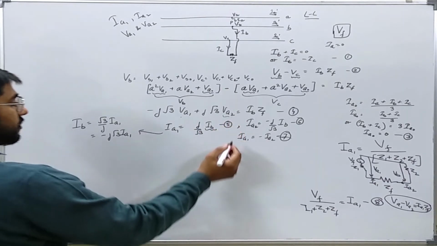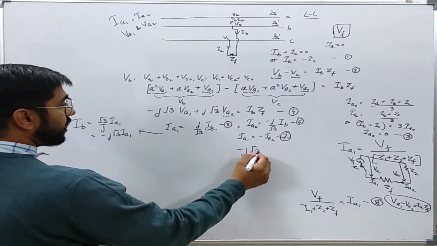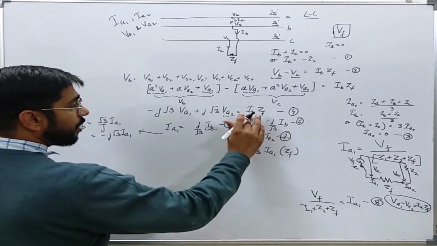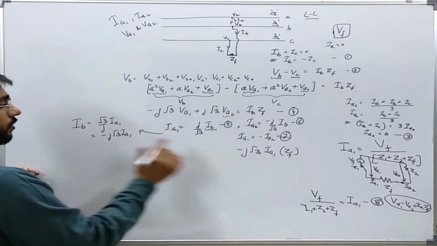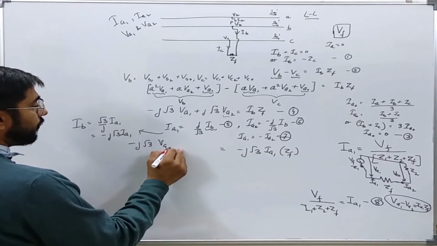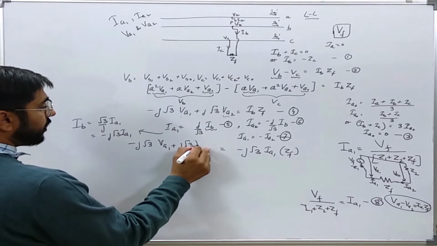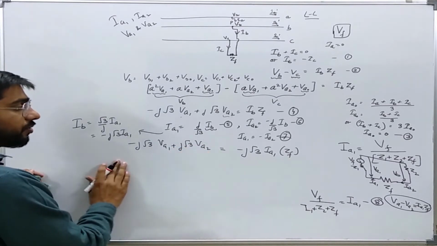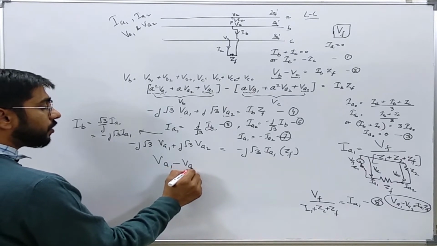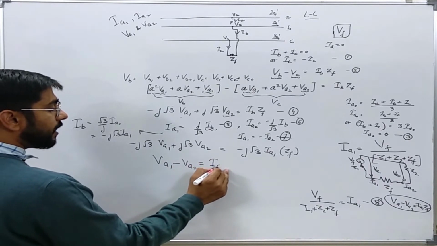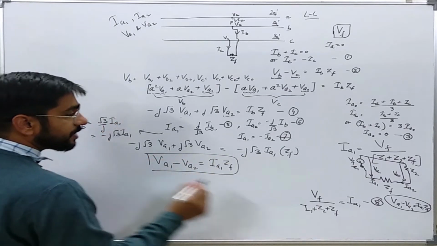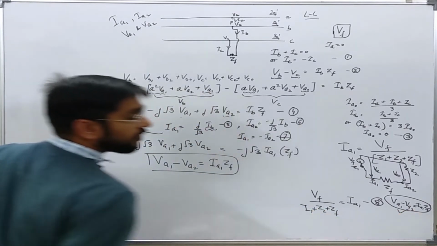Now IB is minus j root 3 IA1 and it is ZF. That I have put in equation number 4, this value equals minus j root 3 VA1 plus j root 3 VA2. So minus j root 3 is common. So I will get VA1 minus VA2 is equal to IA1 ZF. Now here we have got this equation which was required.